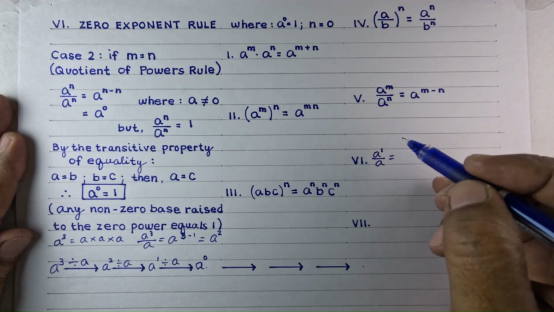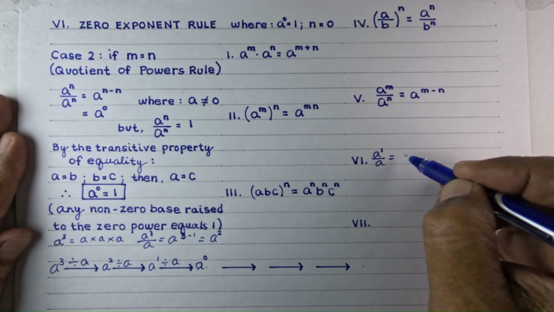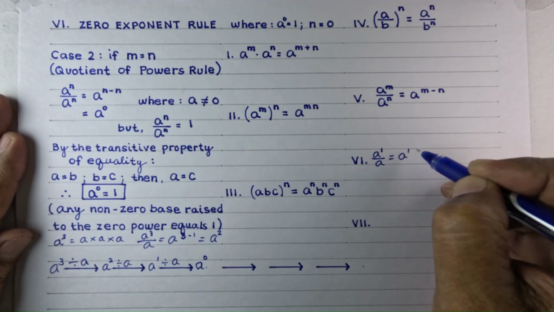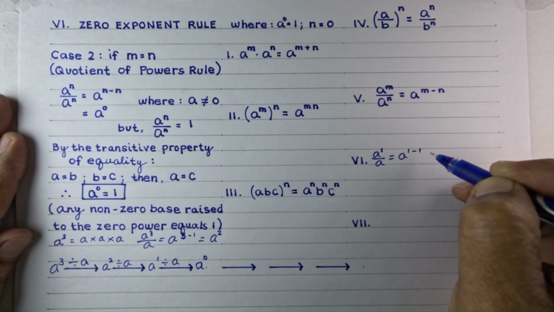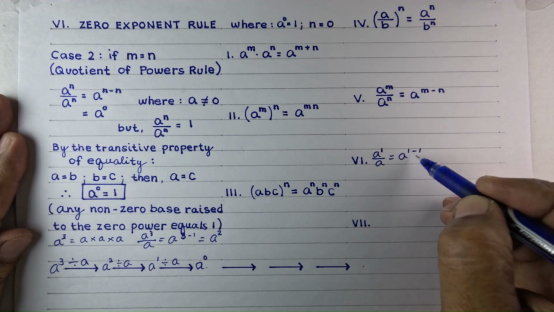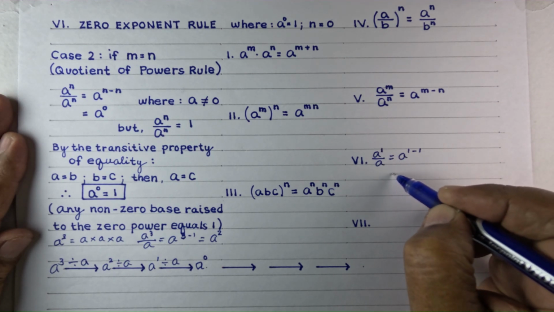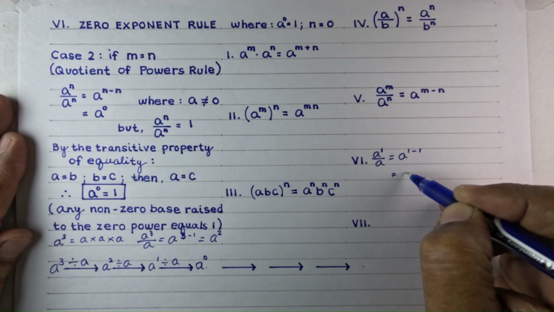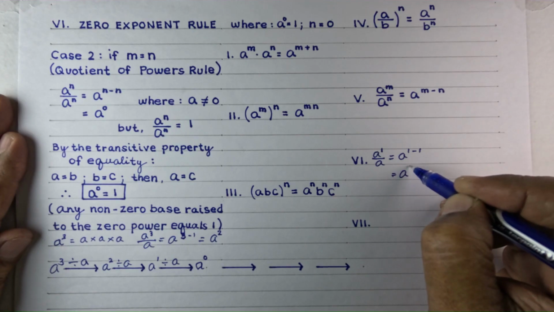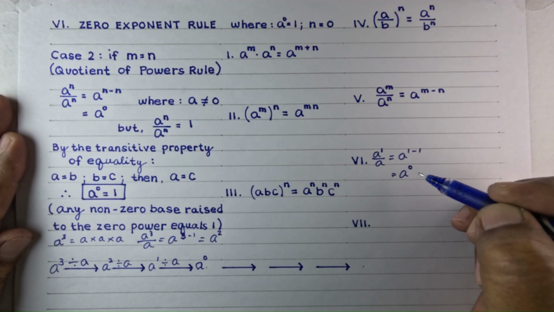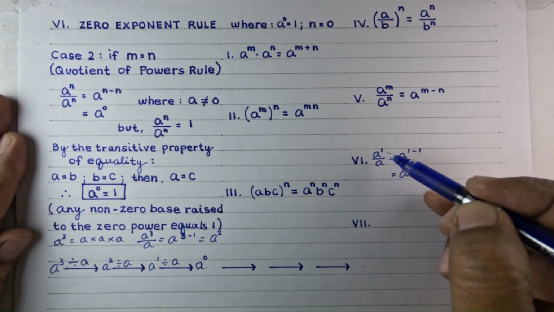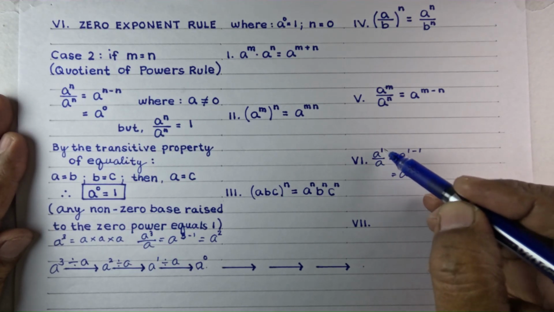Now, using the quotient of powers rule, this is now equal to a to the power 1 minus 1, a being equal to a to the first. So this now becomes a to the 1 minus 1 is 0. So that's a to the 0 power. Then they focused on this, a to the first over a.